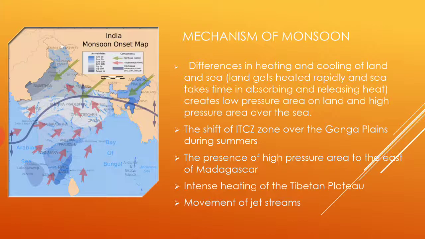The Tibetan Plateau gets intensely heated during summer, which results in strong vertical air currents and the formation of low pressure over the plateau at about 9 km above sea level. The movement of the westerly jet stream to the north of the Himalayas and the presence of the tropical easterly jet streams over the Indian peninsula during summer also impact the Indian monsoon. The change in the pressure condition.